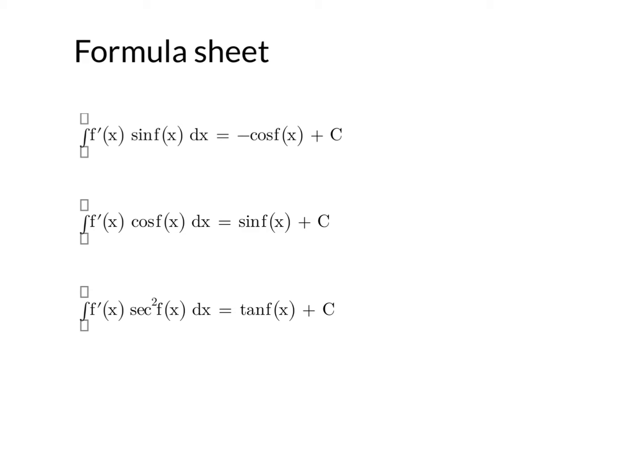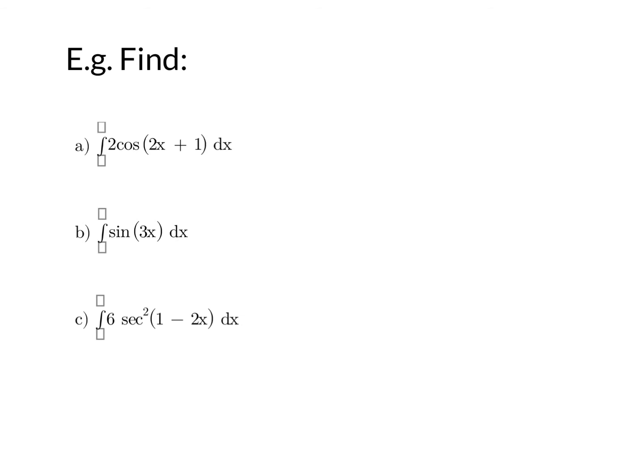So our focus here is going to be looking at whether the integral is of sine, cos or sec squared. And then we're going to focus on the f of x part, so the function part that's after the trig ratio. Here's where we'll look at some examples: the integral of 2 cos 2x plus 1, the integral of sine 3x, and the integral of 6 sec squared 1 minus 2x.